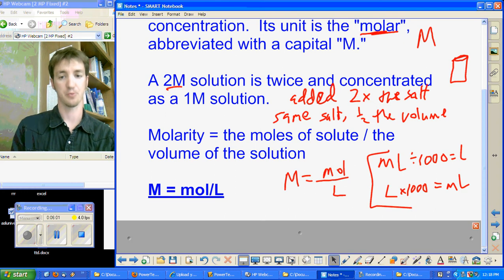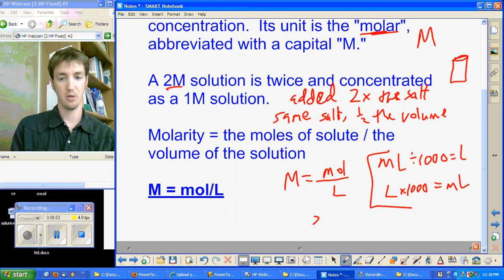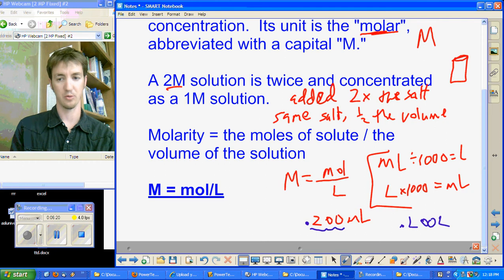Hopefully you just realize that if I have a number like 200 milliliters, dividing by 1,000 means you move the decimal 3 spots. 1, 2, 3. So if you just put a decimal in front of the hundreds place, it is 0.200 liters, if those are significant.